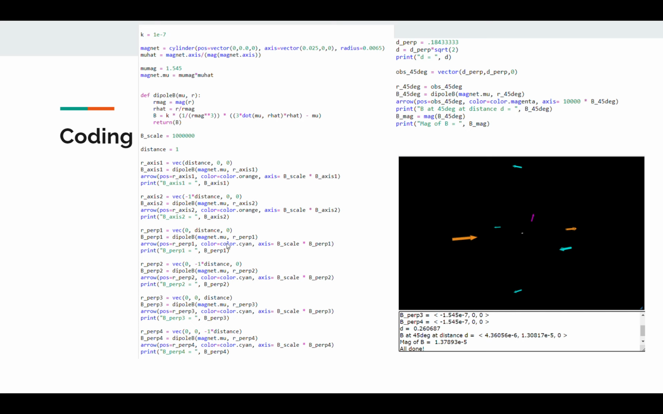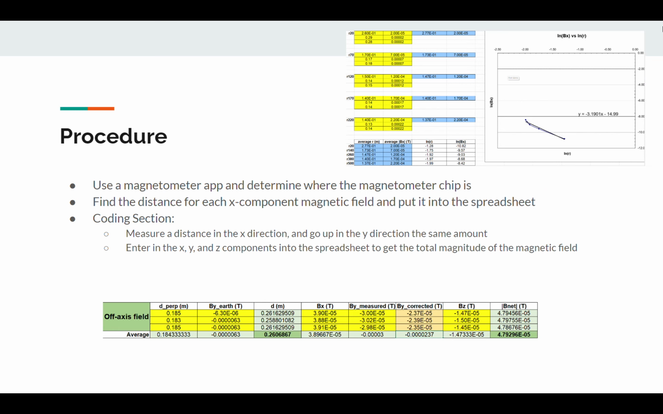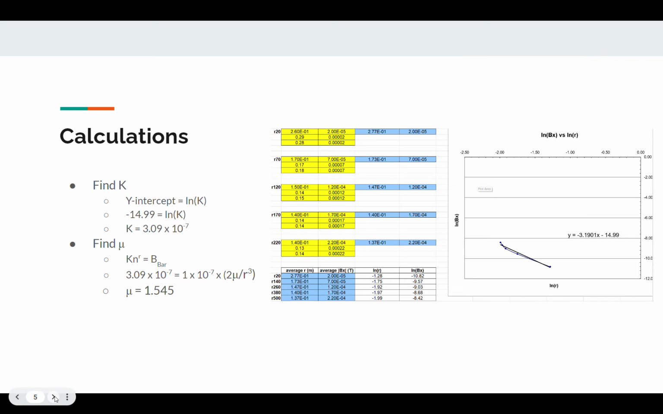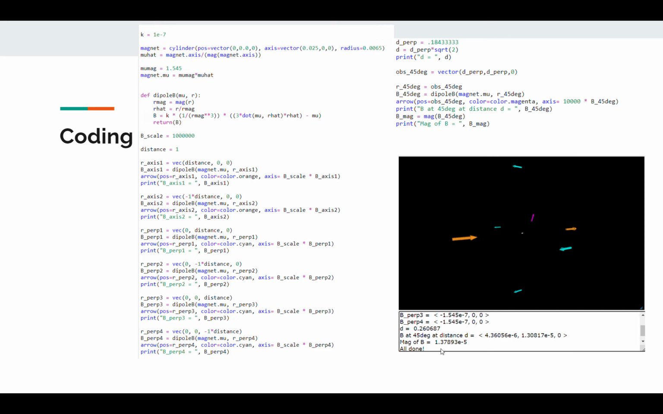So our coding part: we put in that number we just got, wrote a code to find our dipole moment using the Biot-Savart law, and then gave a distance and put it in every direction, positive and negative, which are these orange and blue arrows. And then we also found the perpendicular one by plugging in the numbers from this spreadsheet and ended up getting a magnitude of 1.37893 times 10 to the negative fifth for that one.